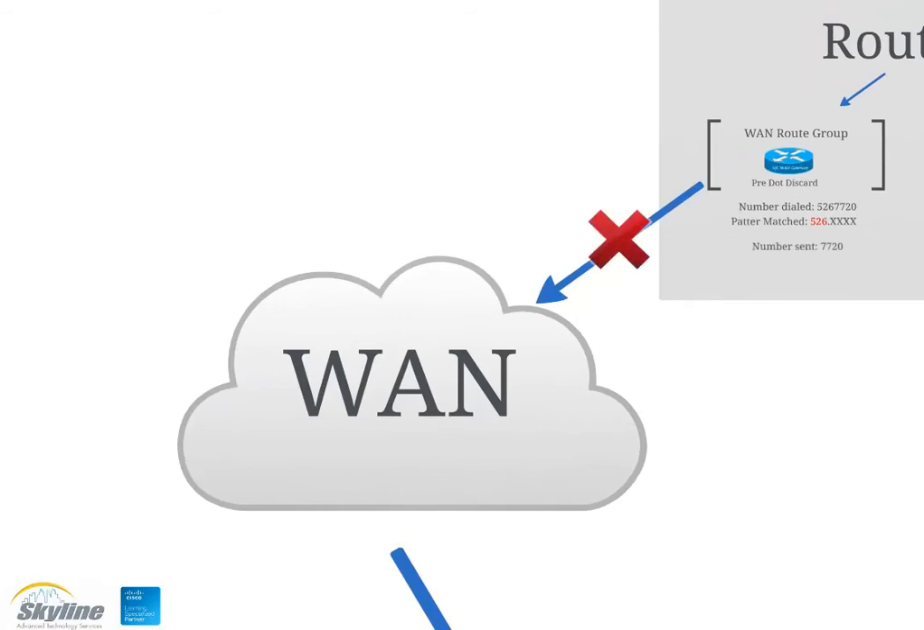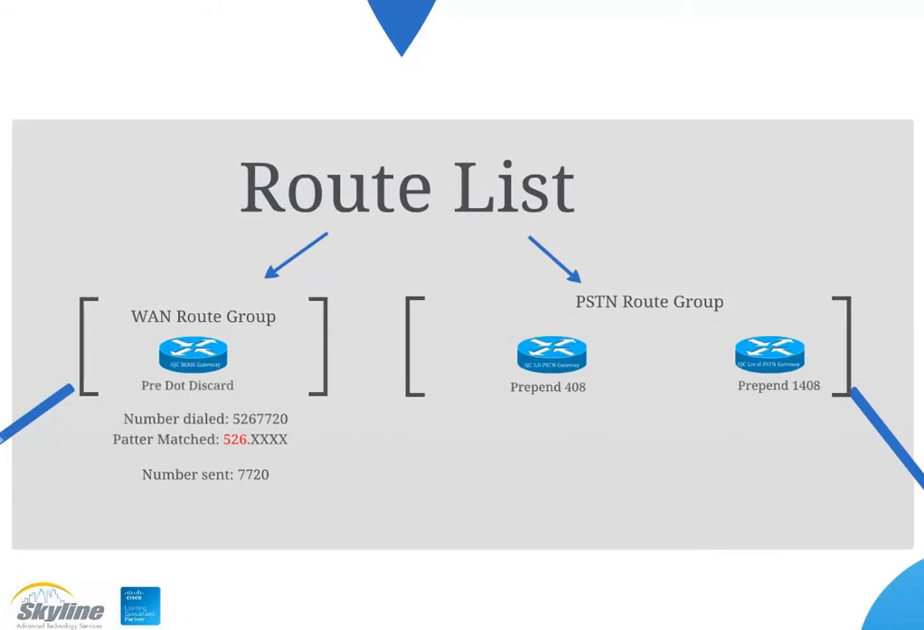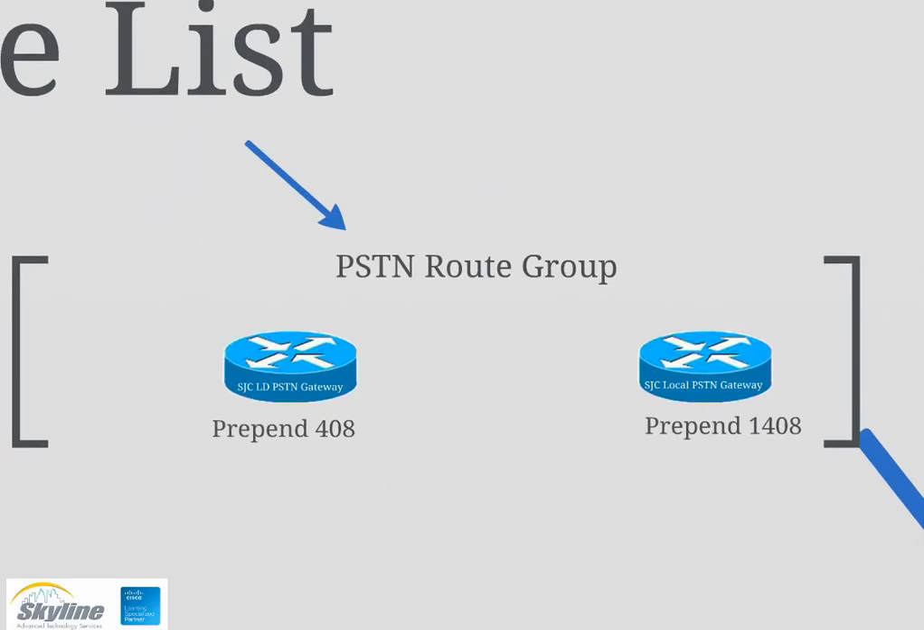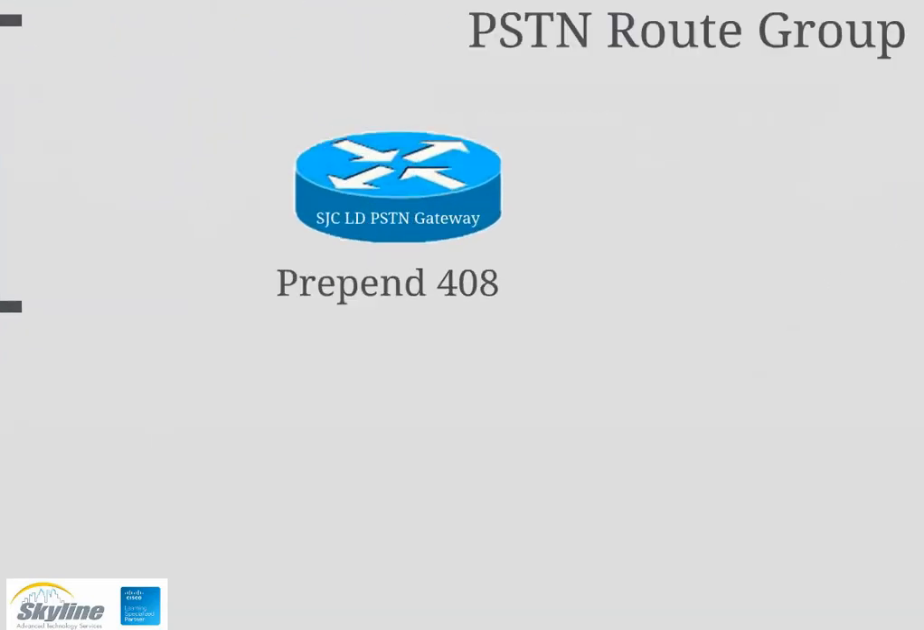However, in this case, the WAN is oversubscribed currently, so we can't send it out that destination. So what we're going to do here is look at the route list again. And the route list has a second route group, which is the PSTN route group. This route group has two gateways. The first one is the long distance gateway. The second one is the local gateway. We're going to try and send it out the long distance gateway because we've made arrangements with that carrier to get the best rates on long distance calls. So we're going to send it out that gateway.